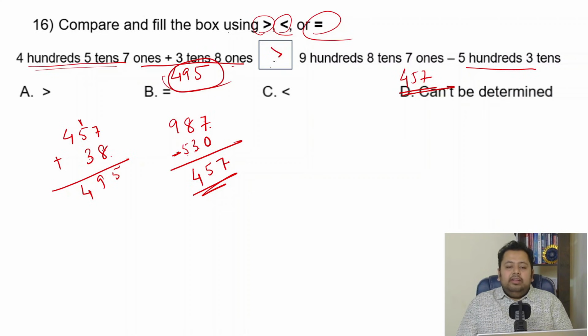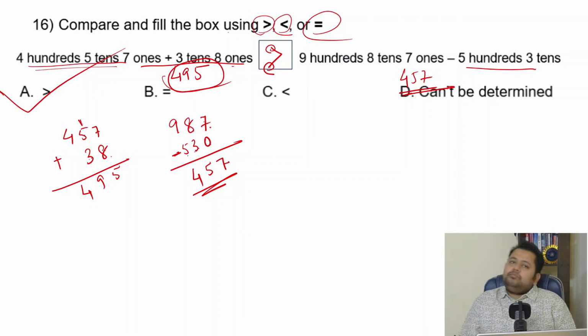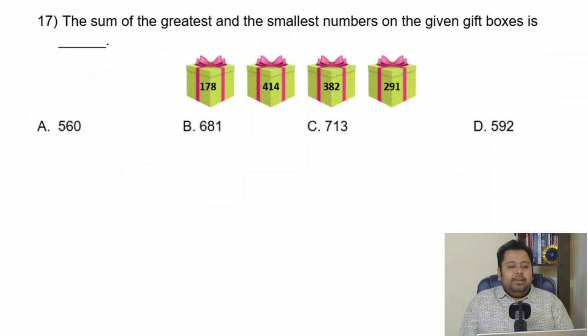So wherever there is a greater number, two peaks would always be pointing at that side, right? Two of the corners, two of the lines would be pointing towards that side, and that is why 495 is the greater number. Option number A is your correct answer. Hope you got this one correct. If you did, give yourself a star. And now we move to question number 17.